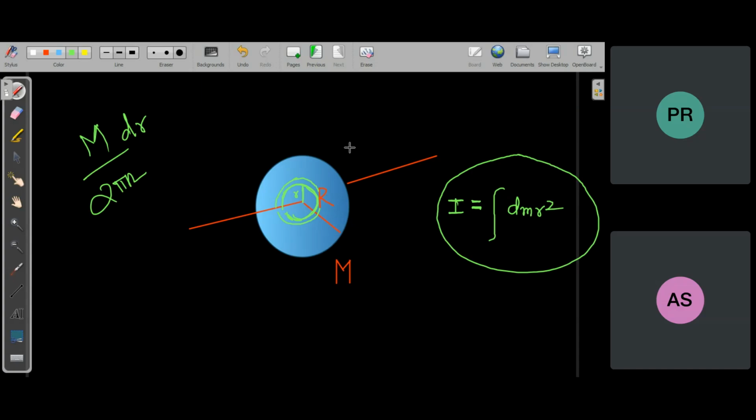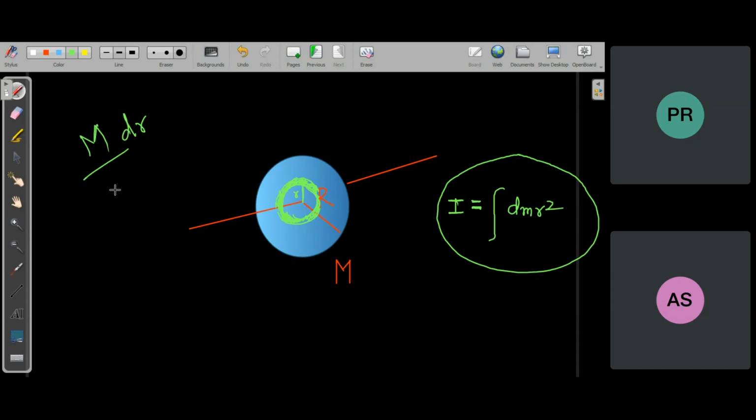First of all, you have to understand what dm is: the mass of the small element. Where is the mass of the element? This mass has an area. The mass of the disk is distributed over an area, not over a length of 2 pi r. Area. Yes, sir.